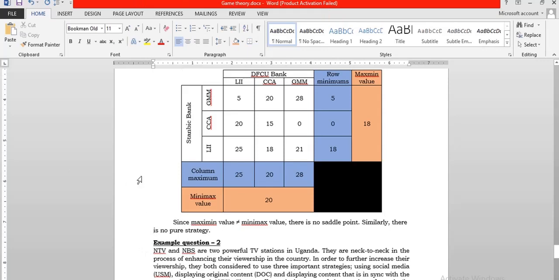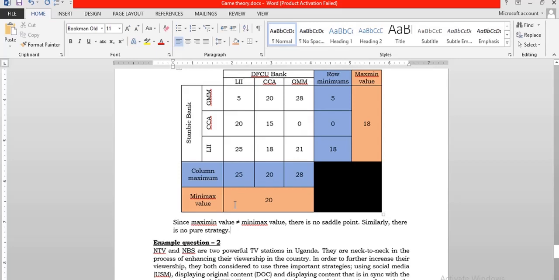So how do we go about this? I'm going to show you a few minutes from now how to deal with this particular scenario whereby we don't have a saddle point. And this is Stanbic Bank. DFC Bank was straightforward, but now Stanbic Bank requires more than one strategy to win, because there's no possibility of having a saddle point. Okay, so now let's go and compute these other strategies.